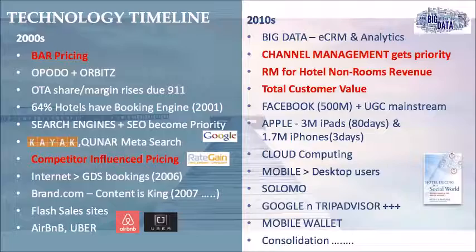Everybody knows that this is what revenue management is doing. We are actually optimizing on the BAR price. Then the European Opodo and Orbitz came in. The OTA share and margin, the overall share, that means the volume that's been booked through OTAs, as well as the margin. Nowadays, I know some of us have to grapple with margins that are as high as 30%. In those early parts of 2000, the margins were much smaller.